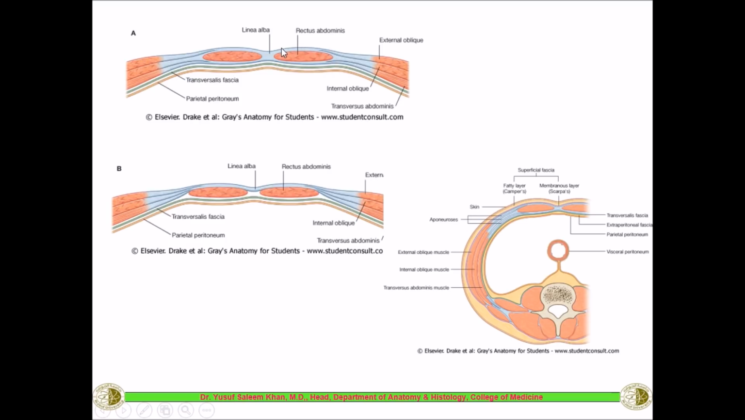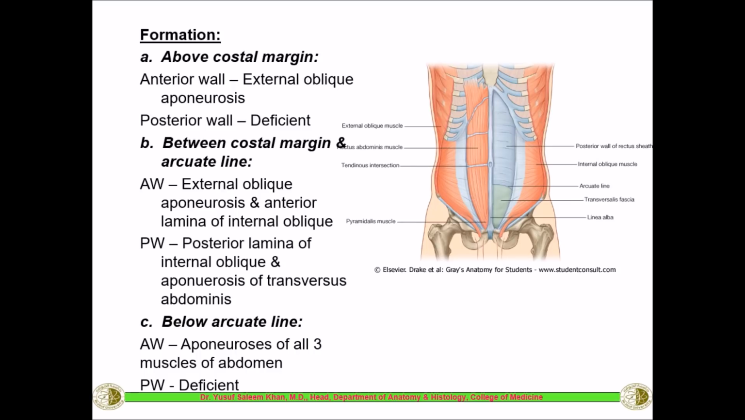Anterior laminae will pass anterior to the muscle, and posterior laminae will go behind, and it forms the posterior wall. So this is how the rectus sheath will be covering the rectus abdominis. The anterior wall of the rectus sheath is from the external oblique muscle, as you have seen, as well as the anterior lamina of the internal oblique.